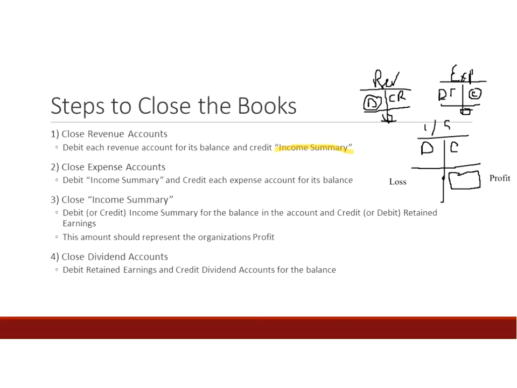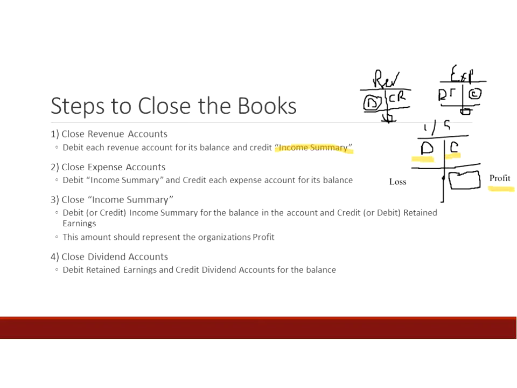And this is really just thinking about it as our revenues, the amount that we've credited in this account, minus our expenses, the amount that we've debited. And so if our revenues outweigh our expenses, we have a profit. And we'll have a credit balance in income summary.